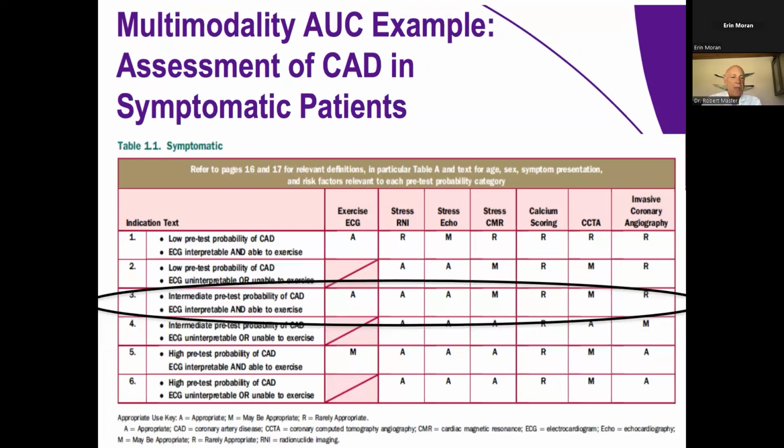So this is a busy slide. We'll focus on number 3, which is the most common thing. So someone who has some features of typical angina, intermediate pretest probability of disease. So they have some features of angina, some features that are not, and the EKG is interpretable and the person's able to exercise. And you can see A means that's appropriate. So a regular exercise stress test would be the number one thing. Yes, you can do a radionuclide stress or stress echo, but from a cost effectiveness standpoint, a regular stress test is fine. Next slide.